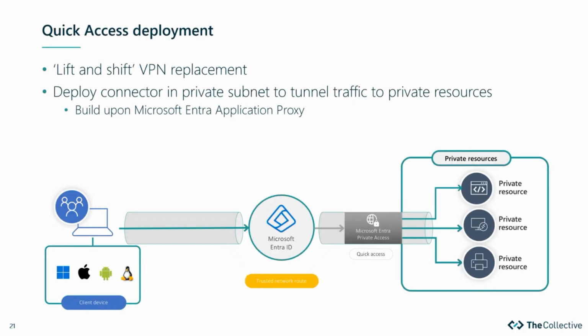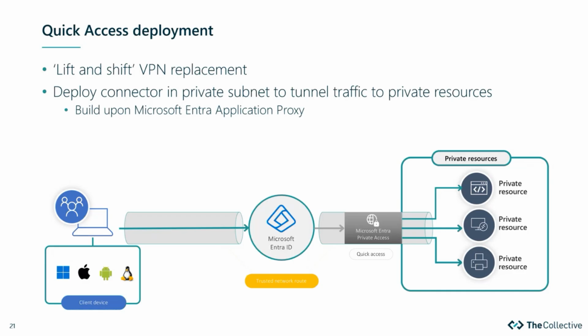So talking about the first deployment with private access being the quick access deployment, as I said, it's just a lift and shift replacement. And we basically deploy a connector inside your network where the private applications live and tunnel your users through that private access connector so they can get that access.